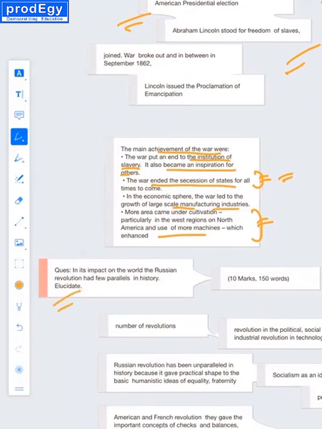Now, next question. In its impact on the world, the Russian Revolution had few parallels in history. The question is saying that there had been many revolutions: the French Revolution, the American Revolution, the Industrial Revolution, but none of them can parallel the Russian Revolution.